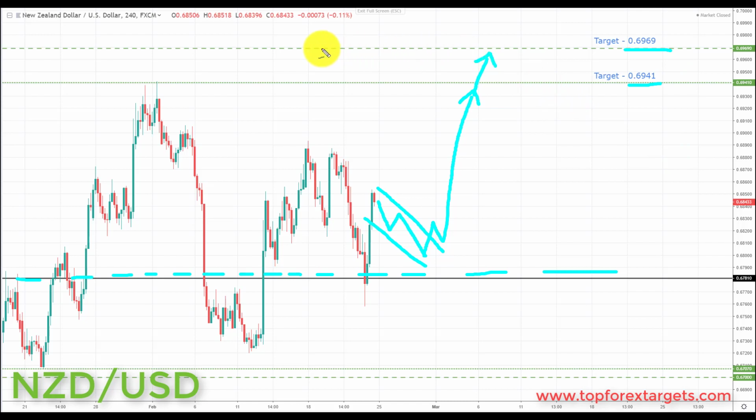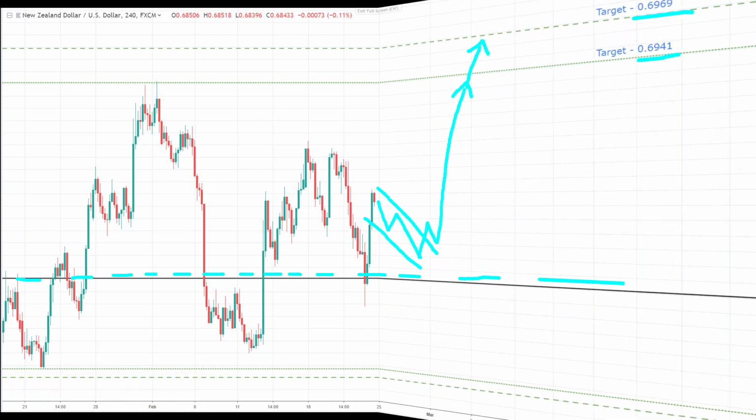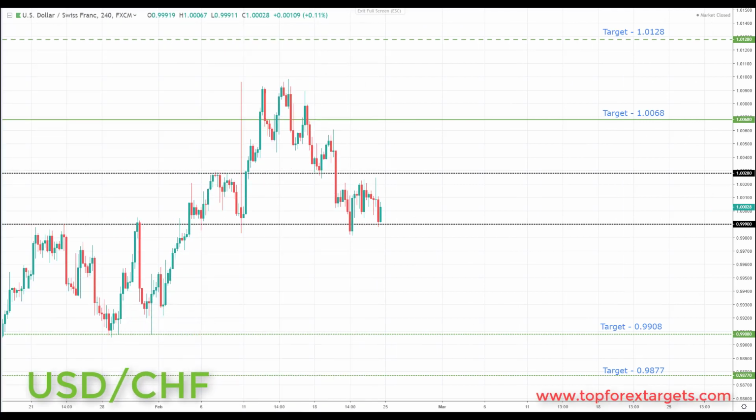Just bear in mind, this is an important resistance area at the 0.6969, and this actually does have the ability to reverse the market. So just be aware of this. If we're going to be looking for further advances, we would need to be above the 0.6969. So the next market we're going to look at is US dollar franc.